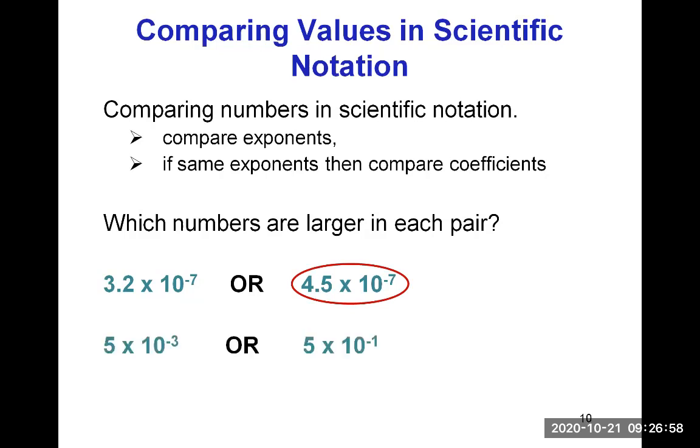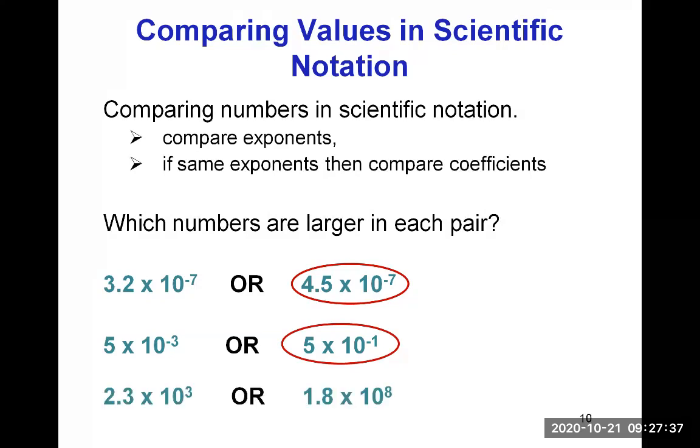Let's look at another example, 5 times 10 to the negative 3 or 5 times 10 to the negative 1, which one is the larger number? Here you look at the exponent only, and you have negative 3 and negative 1. Remember that 10 to the negative 3 means you divide 3 times by 10, and 10 to the negative 1 means you divide only one time by 10. So dividing 5 one time by 10 will make it a larger number than dividing it 3 times by 10. So 5 times 10 to the negative 1 will be the larger number.